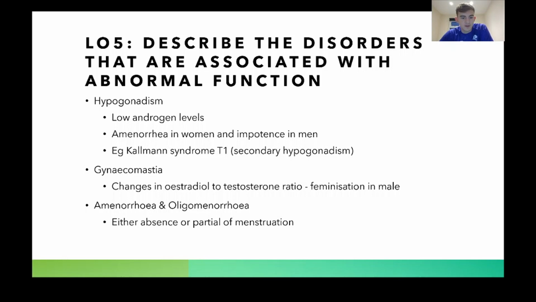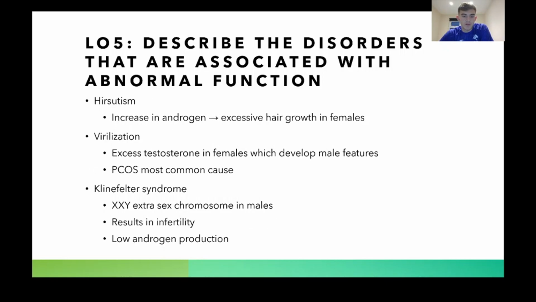And then again, symptoms here, amenorrhea, which is absence, or we've got oligomenorrhea, which is partial absence of menstruation, so it's very irregular. So then we've got hirsutism, which is increase in androgen causing excessive hair growth in females, as well as this virilization, which is excess testosterone in females, which develop male features. So it's kind of a more serious continuation of hirsutism. And the most common cause of this is PCOS, which is polycystic ovary syndrome, where we see these polycystic ovaries in a woman's reproductive system, but they're not actually cysts, they just look like them.